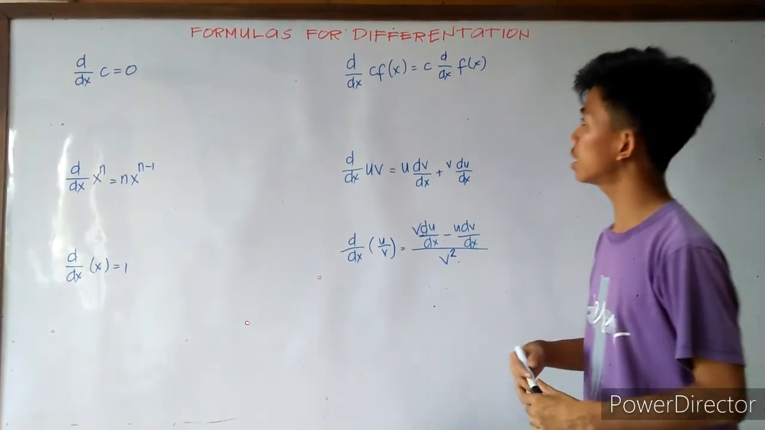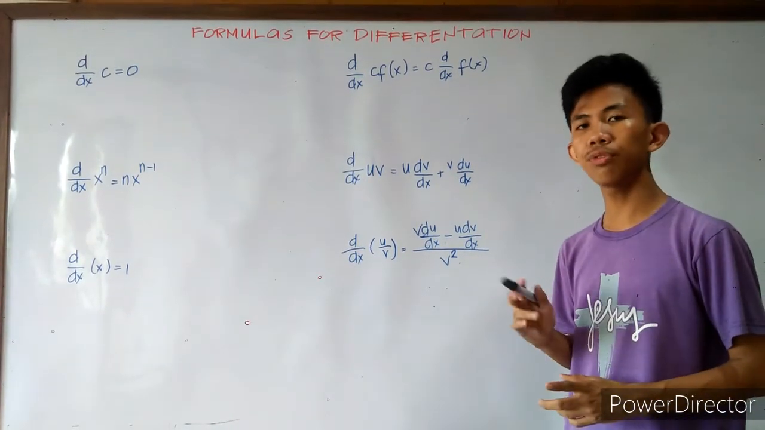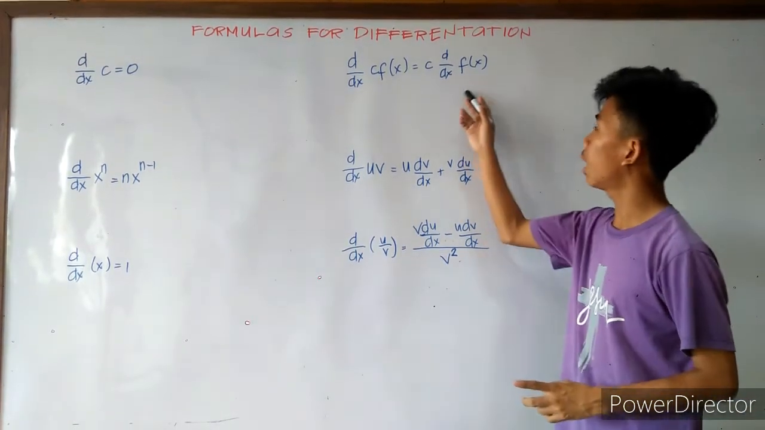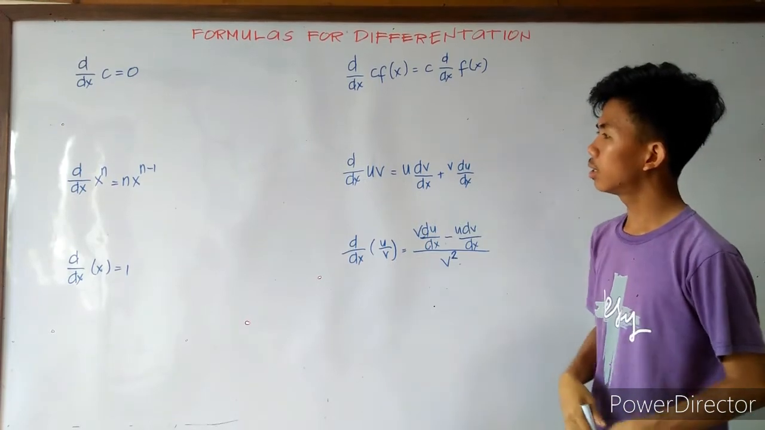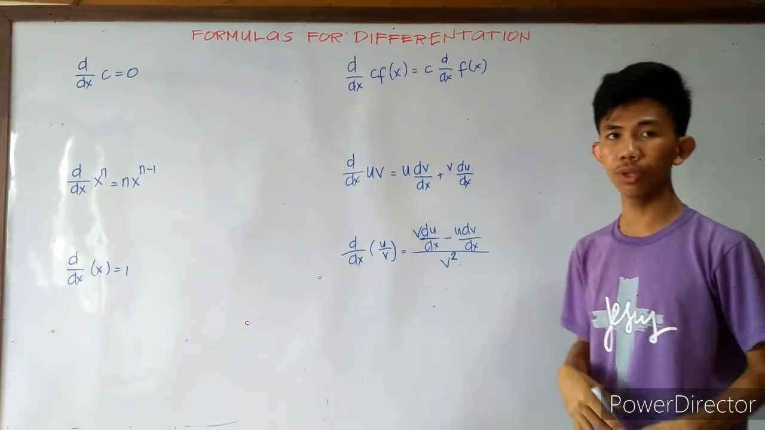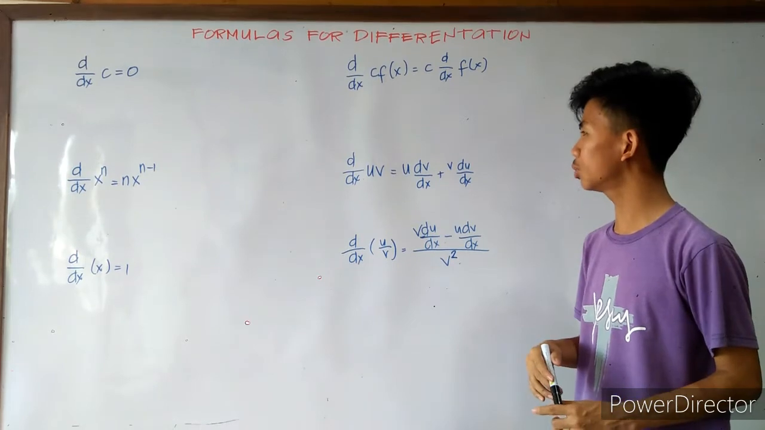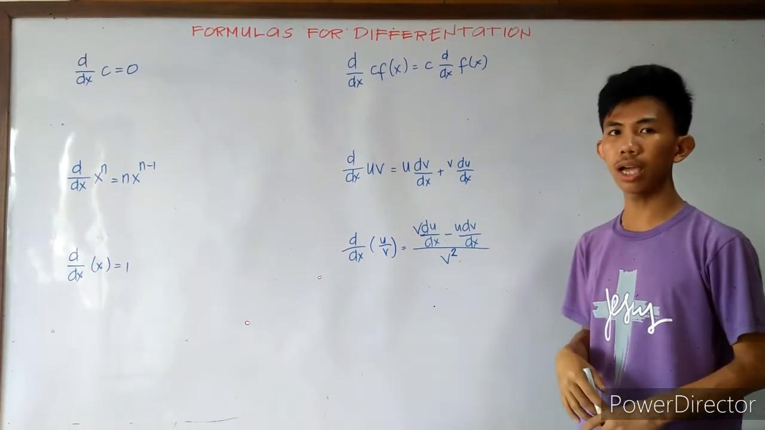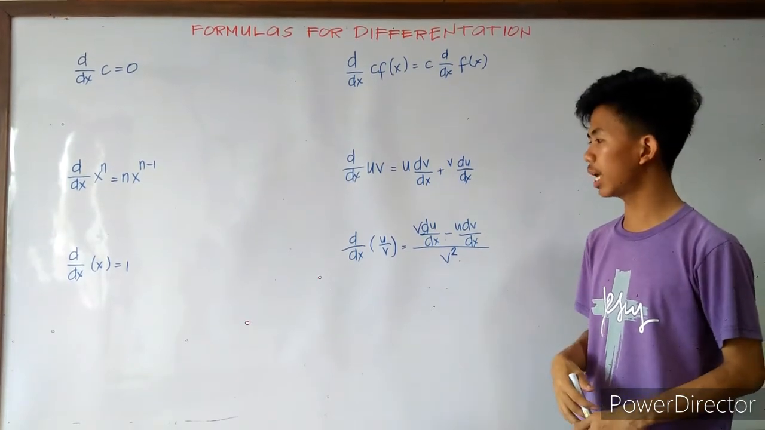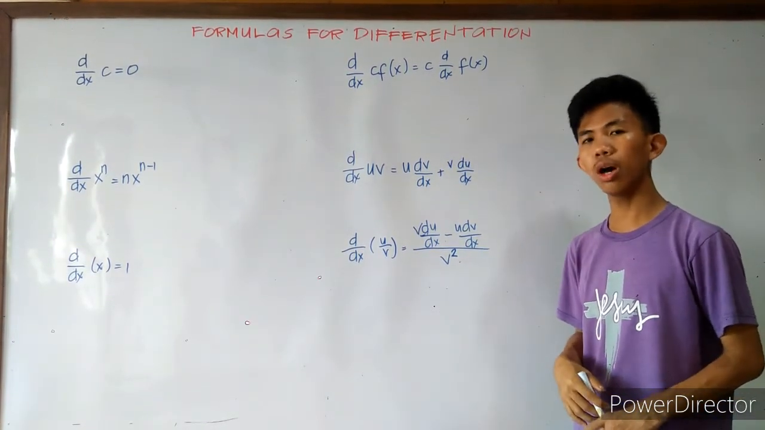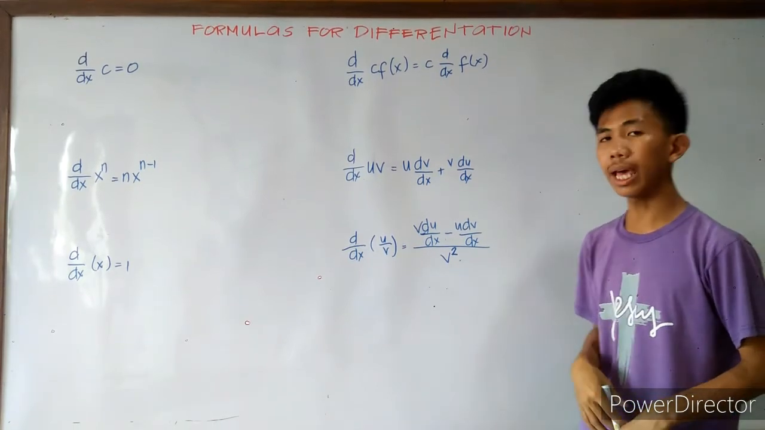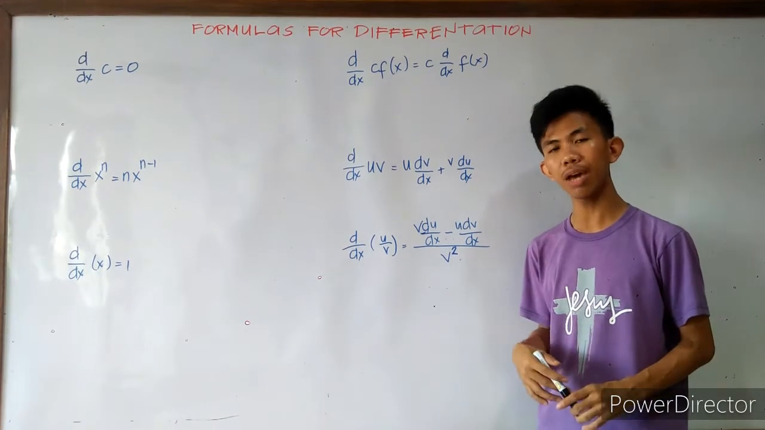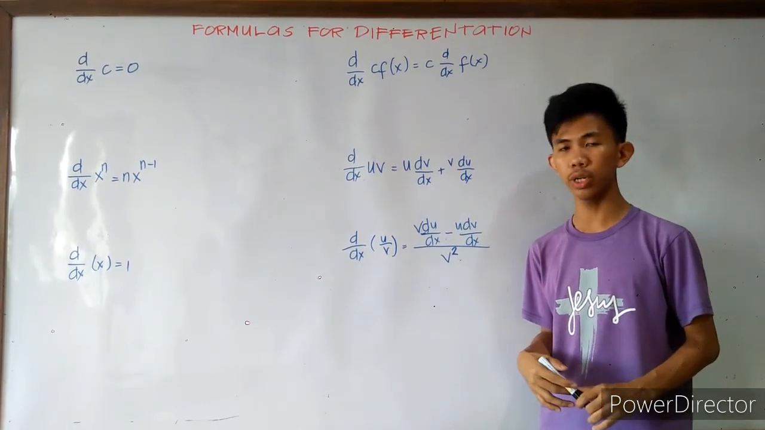The fourth formula is the derivative of c times the function f of x equals c times the derivative of f of x. And the fifth formula is the derivative of u times v is equal to u times the derivative of v plus v times the derivative of u. And the last formula is the derivative of u over v is equal to v times the derivative of u minus u times the derivative of v, over v squared.